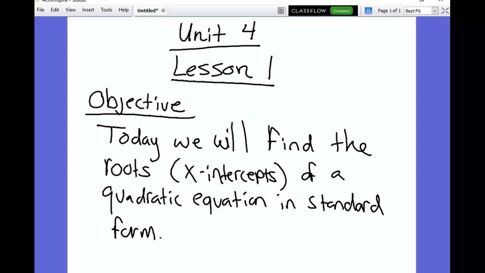So this whole chapter 4 is about quadratics again. Hooray! But this time we're doing it a little bit different. Last chapter was all about quadratics in vertex form. This whole chapter is about quadratics in standard form. Okay? So today, the first thing we're going to do with these things in standard form is learn how to find their x-intercepts, which is also known as the root.